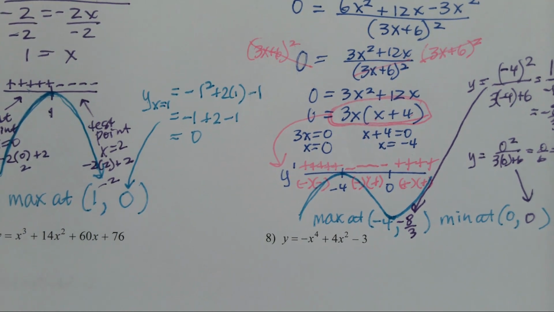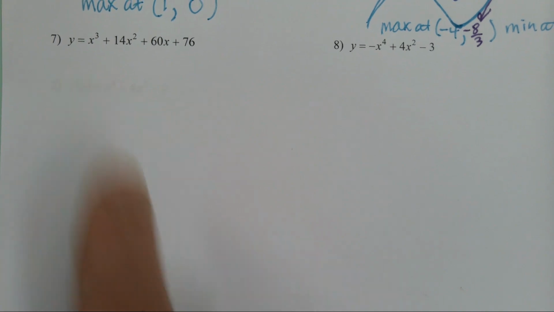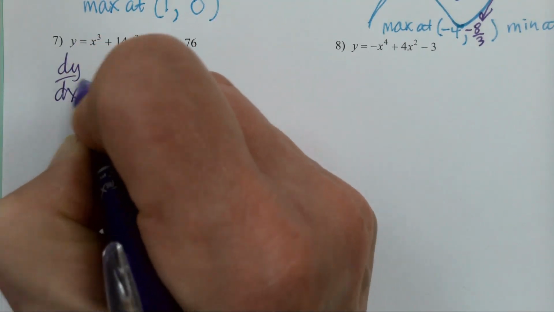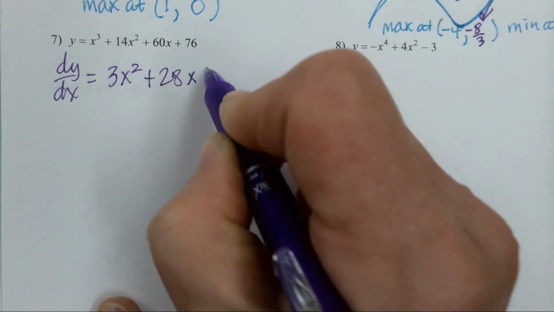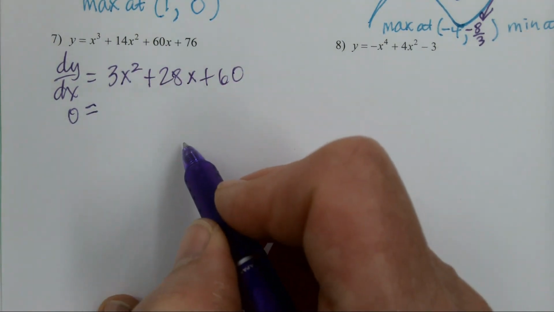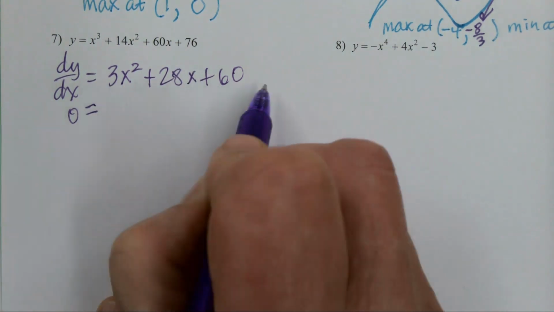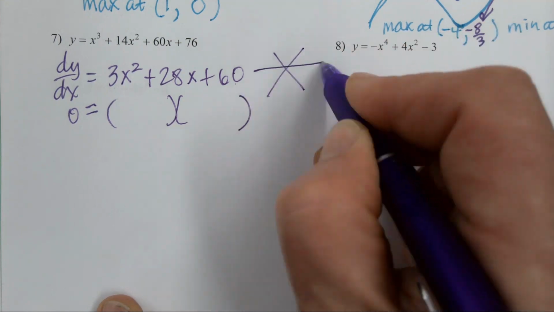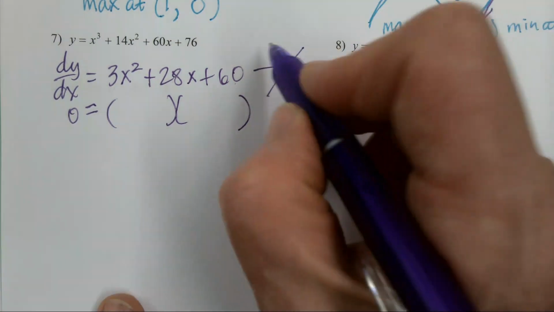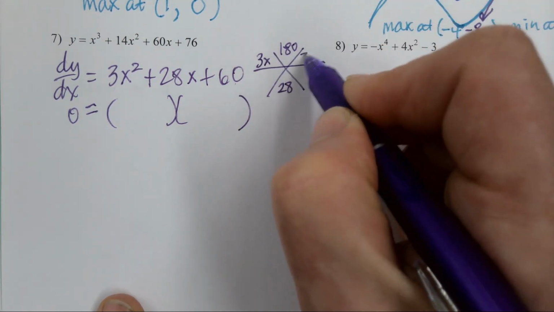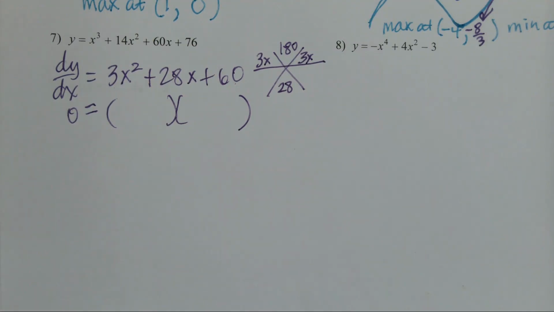For example, for problem number 7, I have a cubed function. I kind of know what this looks like. Cubed function, I'm probably going to have a max and a min. I need to find where, and so I'll do my derivative. I will set that equal to 0 and factor. I can't take anything out of 3, 28, and 60, so I'm just going to have to snowflake this or guess and check or however it is that you need to factor. That's your own personal choice. The top is 180. The bottom is 28 if I use snowflake. 3x and 3x. I need two numbers that multiply to be 180 and add to be 28.